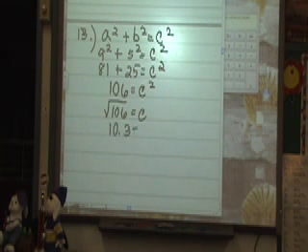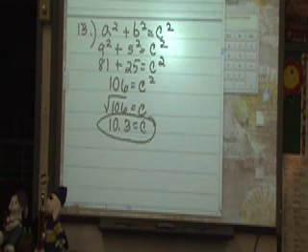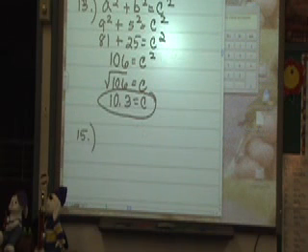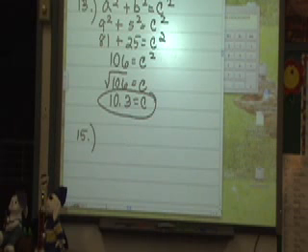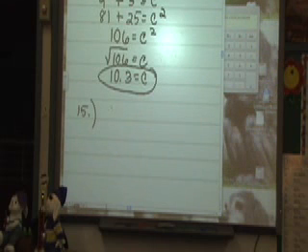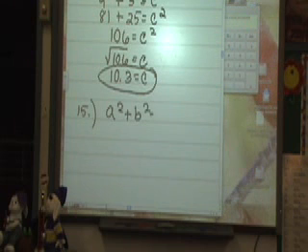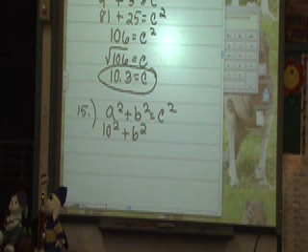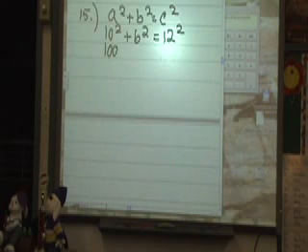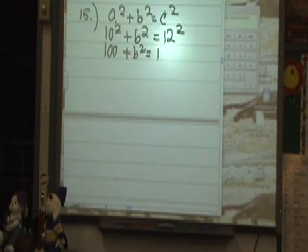10.3 is the answer. And the last problem, 15, you have a ladder reaching the top of the building. You have the height of the building, you have the length of the ladder, but you're missing the distance from the bottom of the ladder to the building. So what is missing, a leg or a hypotenuse? A leg. So 10 squared plus B squared equals 12 squared. And 10 squared is how much? Oh, sorry. You're right. And 12 squared is?